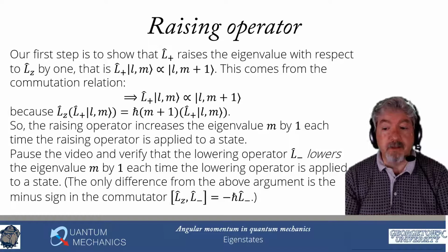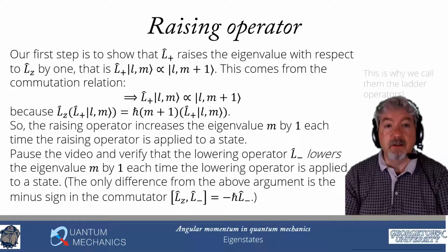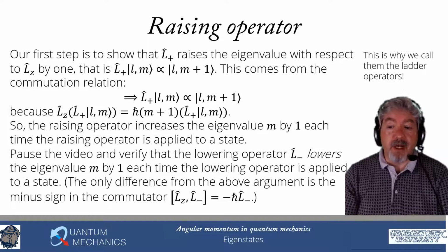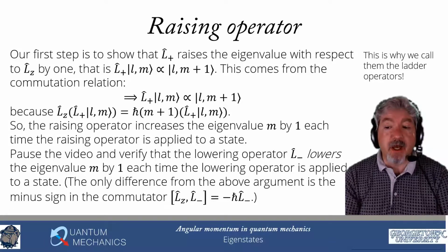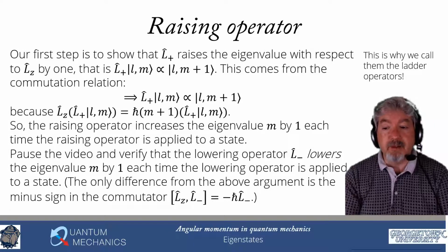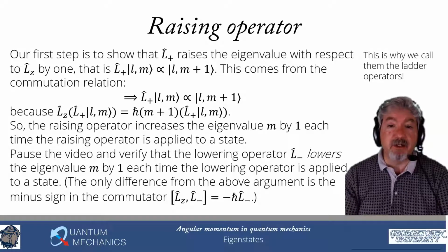Okay, thank you for pausing the video and for verifying that algebra. We're now ready to move on. I just want to emphasize that because these operators, L plus and L minus, march us up and down the spectrum with respect to LZ, the L plus raising us by 1 each step, and the L minus lowering us by 1 with each step. That's why we call them ladder operators, because they go up and down like a ladder goes up and down. And each of the eigenstates you can think of as the different rungs on the ladder.